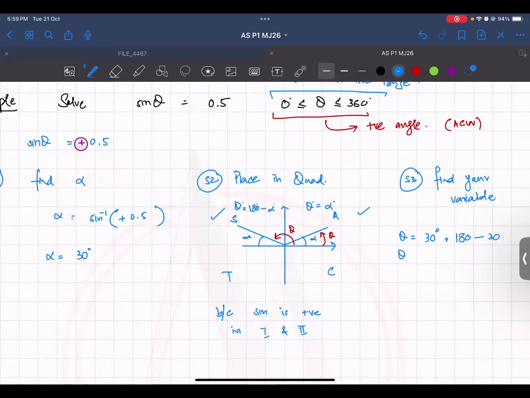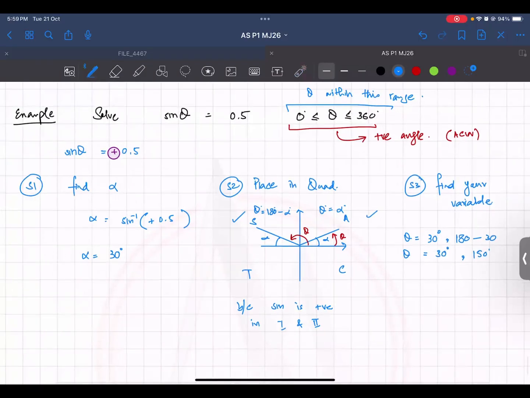So this means you are getting two solutions for theta, which are 30 and 150, within the range that they've given you. So this is the final solution. That's it. These are the two solutions you can get.